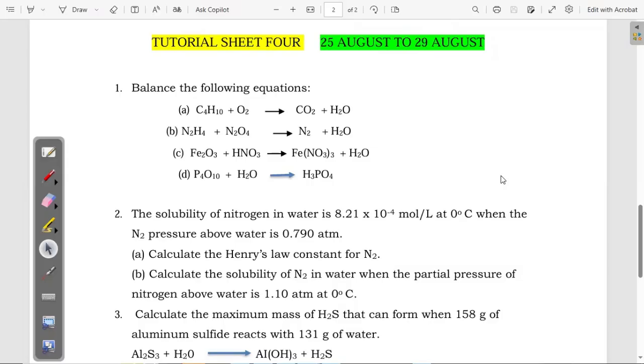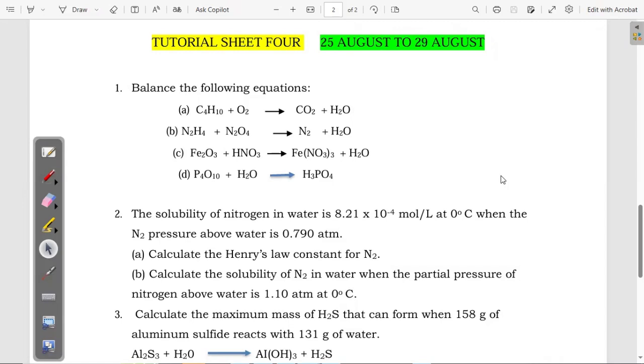Welcome to this video. In this video, we'll be looking at questions from tutorial sheet 4. Tutorial sheet 4 is basically on stoichiometry and chemical reactions. On question 1, we're going to be balancing chemical equations. Question 2 will be applying Henry's law.